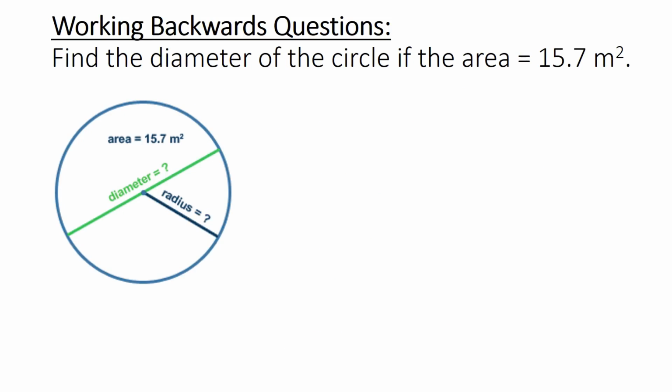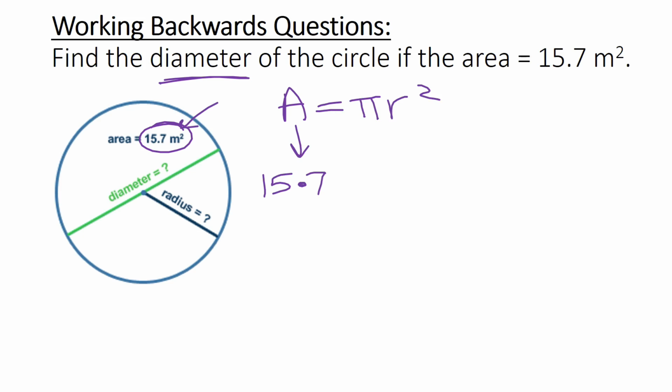All right, working backwards questions. For this question, I've told you the area, but you have to find me the diameter. So we know the area of a circle is pi r squared. So I will replace the area with what I've been told, which is that the area is 15.7 square meters, and I'm trying to solve for r. So now it becomes an equation where we have to make r the subject.